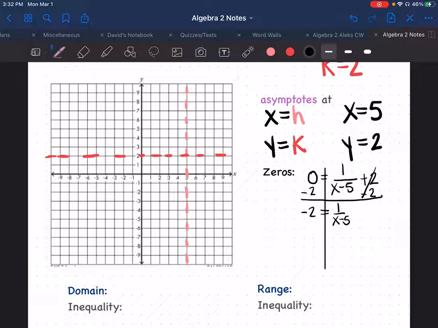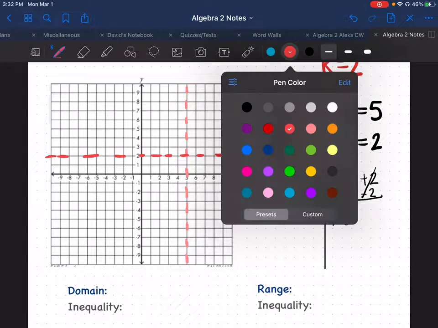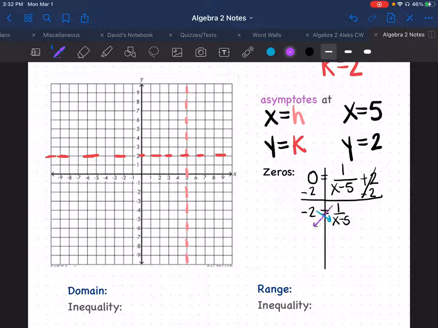So I'm going to subtract my 2. And then I'm just going to crisscross multiply. So I'm going to multiply this times this, and then I'm going to multiply this times that. Remember that whenever you have a number like -2, you're going to put it over -1. So for the blue, I would have -2 times x minus 5, and for the purple part, I would have 1 times 1, which is 1.